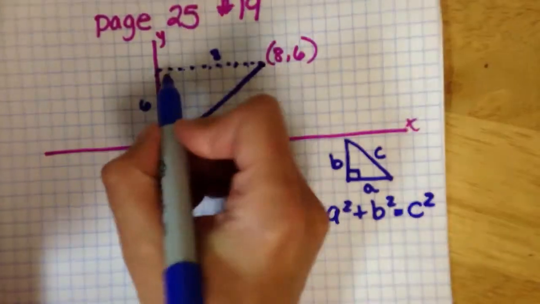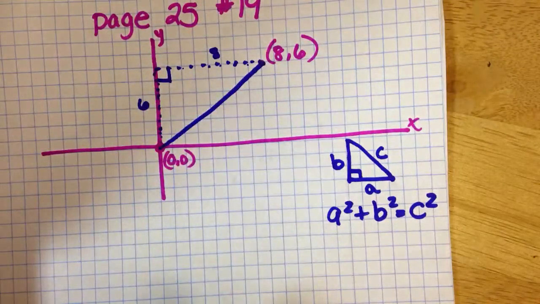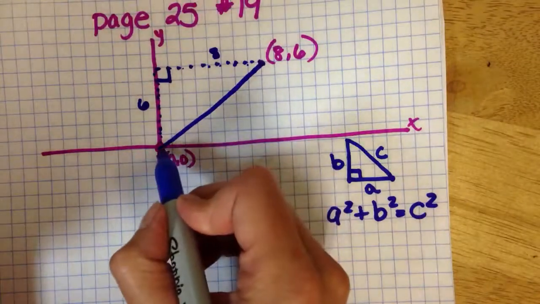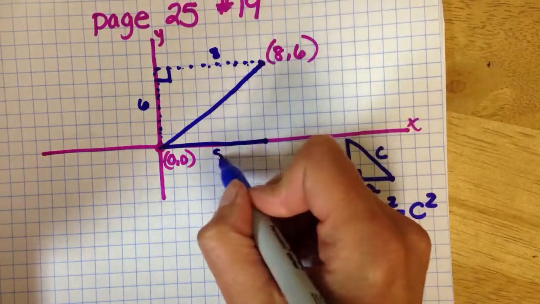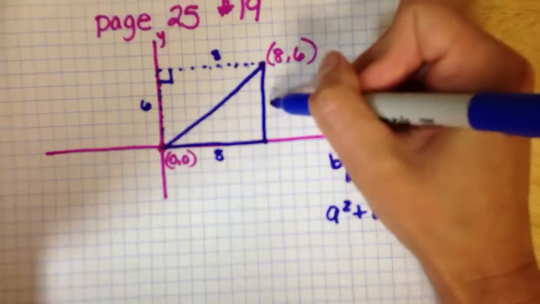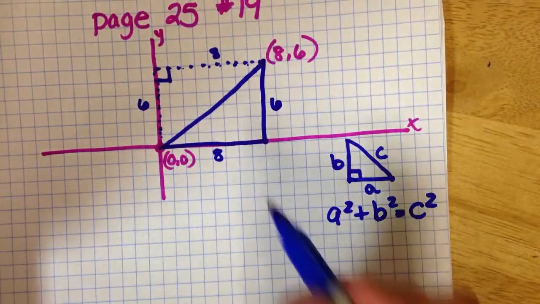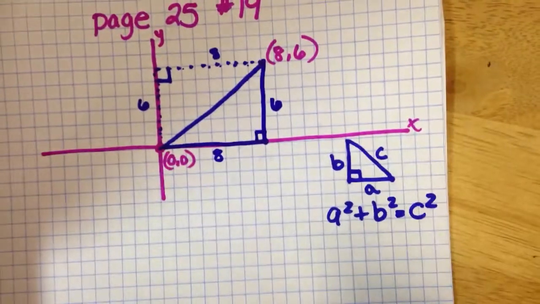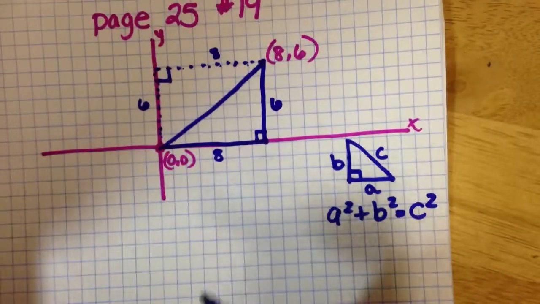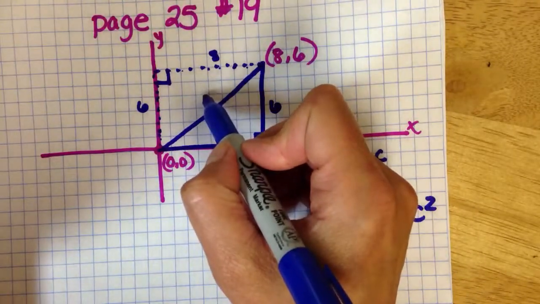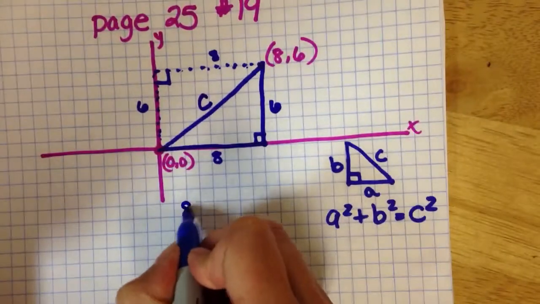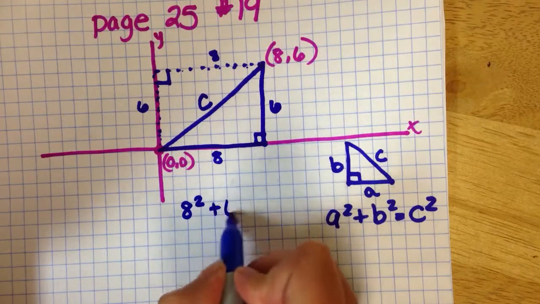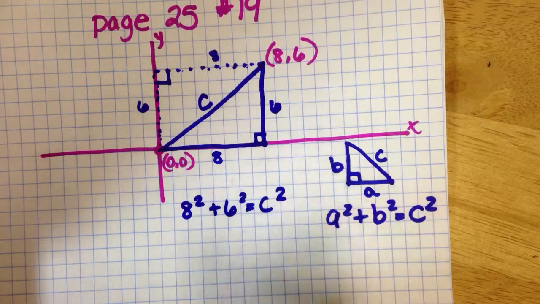That gives you a right triangle. It's upside down. If you don't want your right triangle upside down, you could count your run first, which would be 8, and then count your rise, which would be 6. Now you have a right triangle that's upright. Whenever we're using the Pythagorean theorem for distance, we're always looking for the hypotenuse, which is C. So I can do 8 squared plus 6 squared equals C squared.